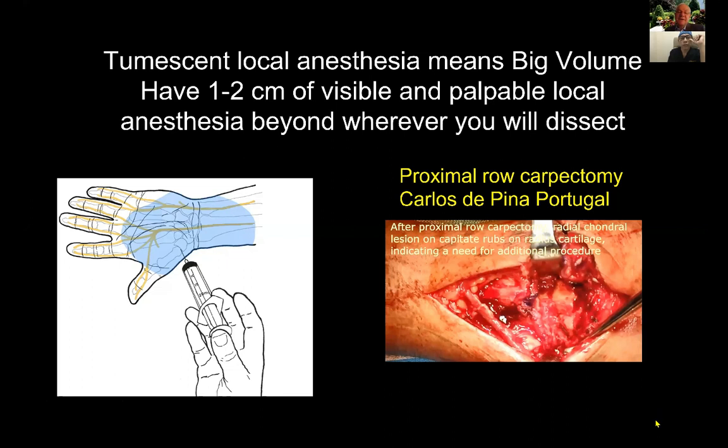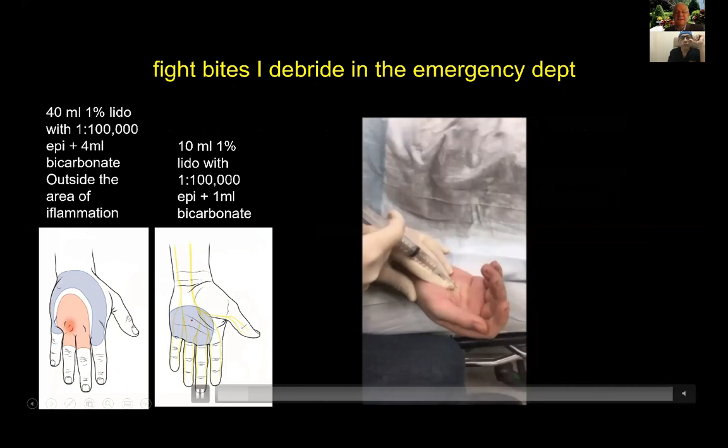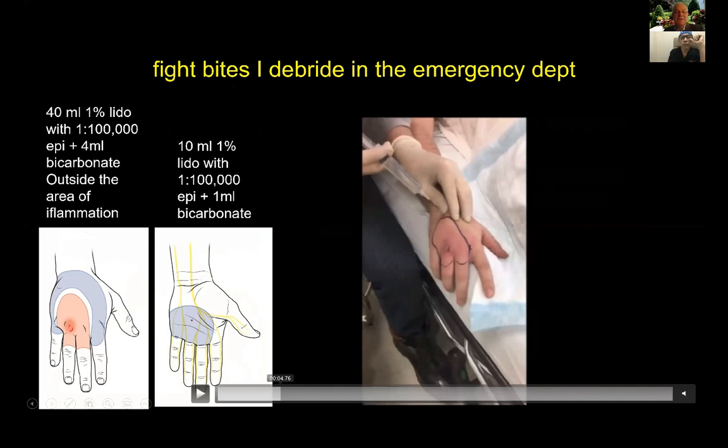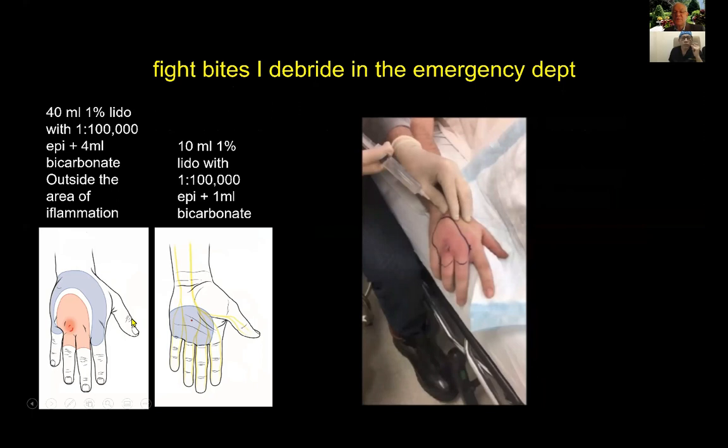And I don't have residents a lot of the time. And so I went in and did this case in the emergency room. And I just want to go back to that. So this is a fight bite, and this is a few days old. And what I do is I put 10 cc's in the palm, right there where the red dot is. I don't even move. I just, with a 27 gauge needle, and then I inject with a 27 gauge needle all around the zone of cellulitis.